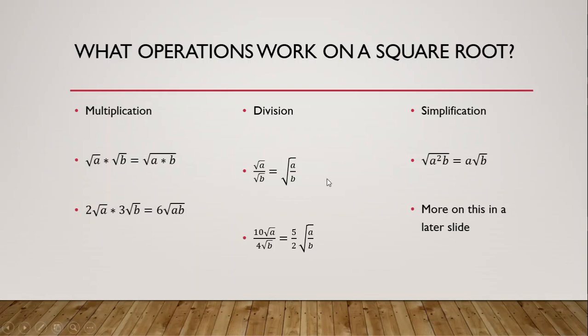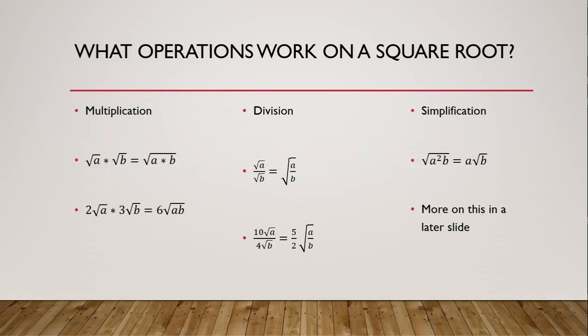Division, because it's the inverse of multiplication, seems like it should work about the same way, and it does. So if we have root a divided by root b, that's the same thing as the square root of a divided by b. So we can just combine those. And then when we have an index in front of each square root, that works the same also. So right here we've got 10 root a divided by 4 root b. We divide 10 by 4 to get 5 halves. And then again, we've got the square root of a divided by b.